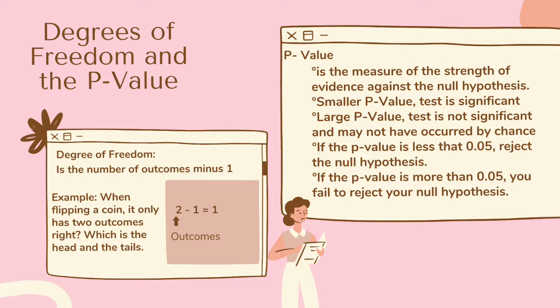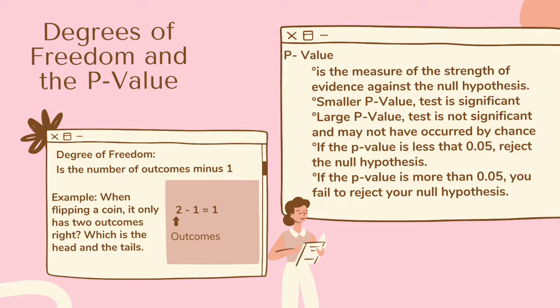Degrees of freedom: number of outcomes minus 1. Okay, so to get the degrees of freedom, this is what we do. For example, when flipping a coin, it only has two outcomes, which are heads and tails. So since there are two outcomes, we subtract 1 to get the degrees of freedom. So as indicated there, 2 minus 1 equals 1. The 1 is the degrees of freedom.